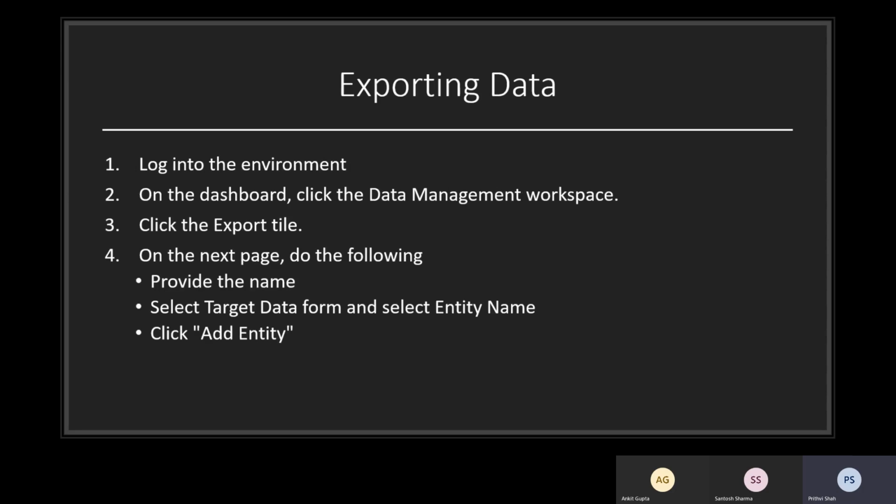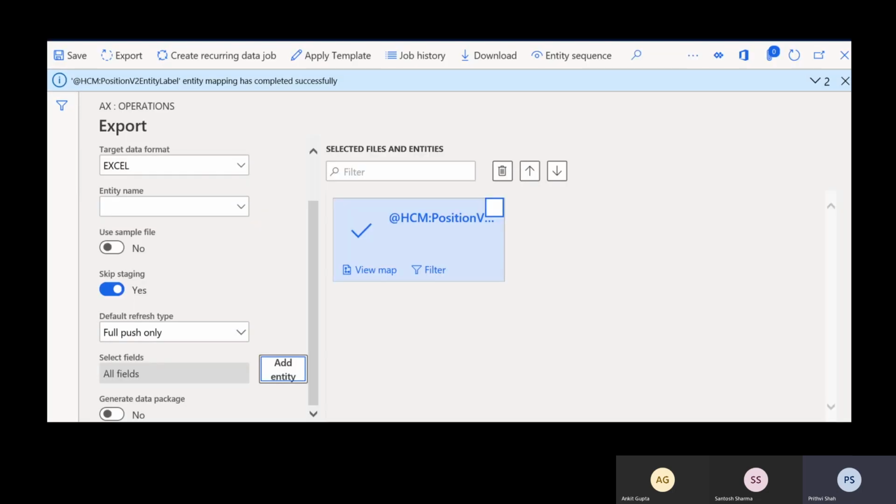Steps to export data. Log into the environment. On the dashboard, click the Data Management Workspace. Click the Export tile. On the next page, do the following. Provide the name. Select the target data format and select the entity name. Click Add Entity. Here we can see how the screen looks on clicking Add Entity.